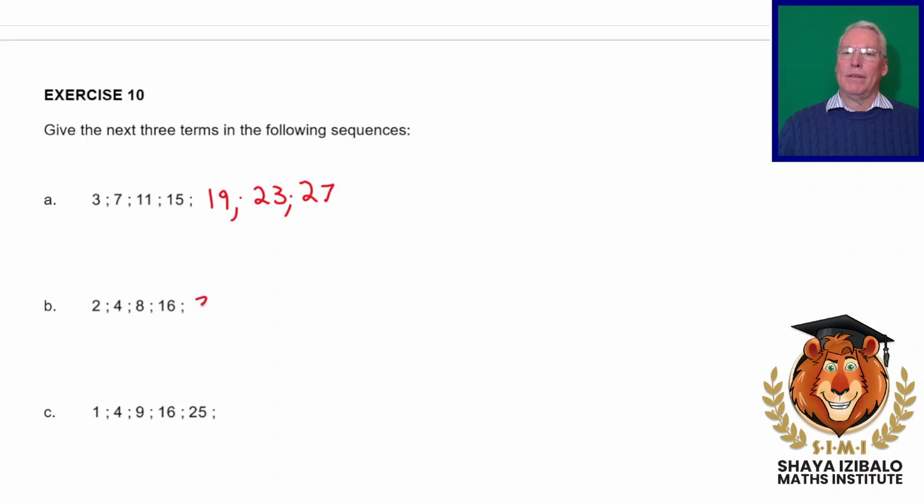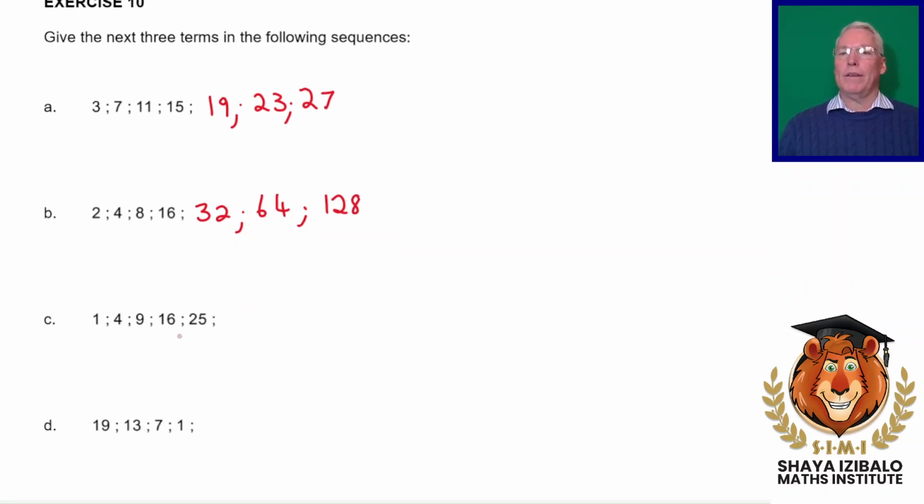Here we're doubling, 32, 64, 128. Here are the perfect squares. That's 1 squared, 2 squared, 3 squared, 4 squared, 5 squared, 6 squared, 7 squared, 8 squared.